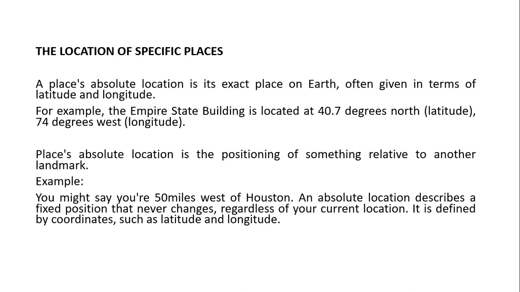A place's relative location is the positioning of something relative to another landmark. For example, you might say you're 50 miles west of Houston. An absolute location describes a fixed position that never changes regardless of your current location. It is defined by coordinates such as latitude and longitude.